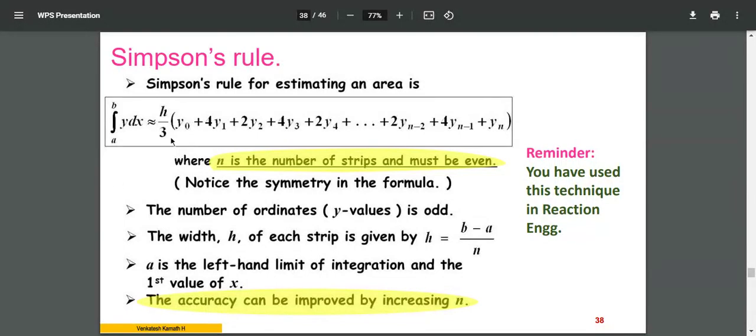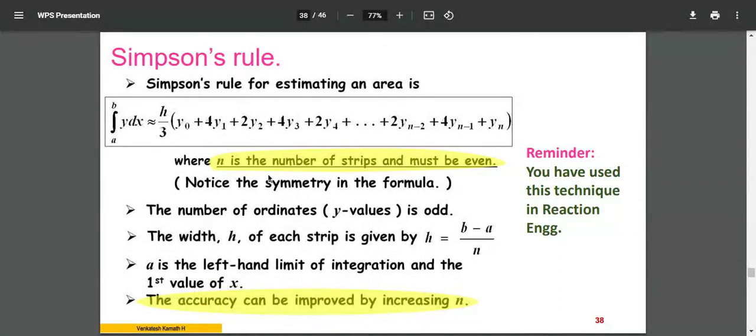So h by 3. Then you will add so many terms. How do I remember all these terms? If you look at it, it is a kind of mirror image, or you can say a series. The first value and the last value have the coefficient 1. Why not? y0 and yn; n is the number of segments you have created, remember it. Immediately next to the 1, it is 4, then 2, then 4, then 2. The 4, 2 is recurring, and the last one is 1. In between you have 4, 2, 4, like that.